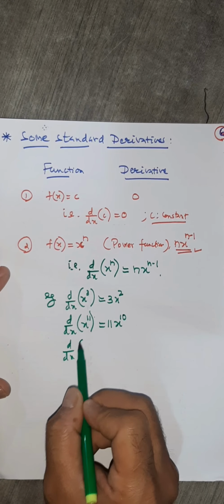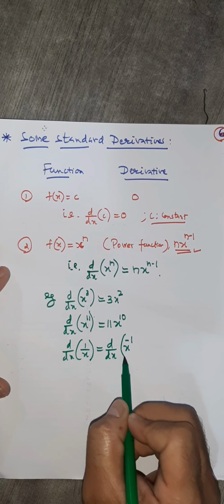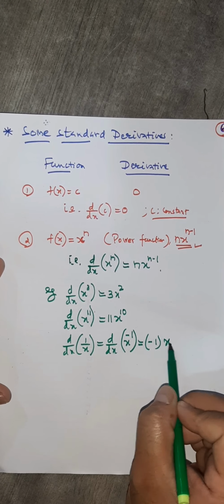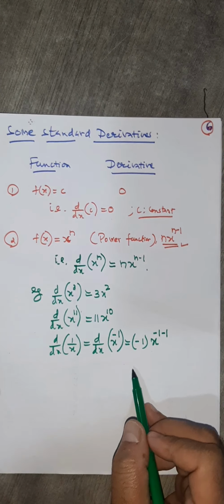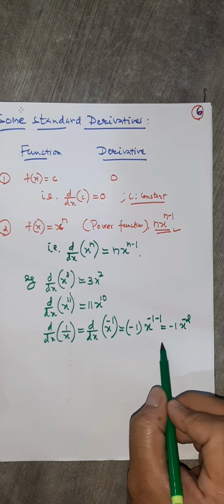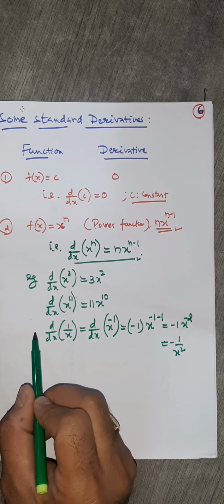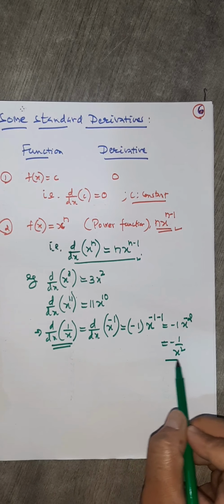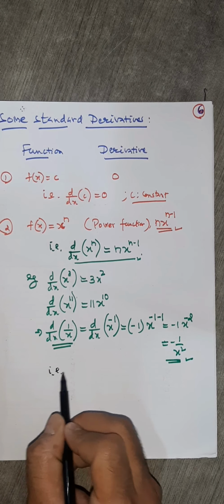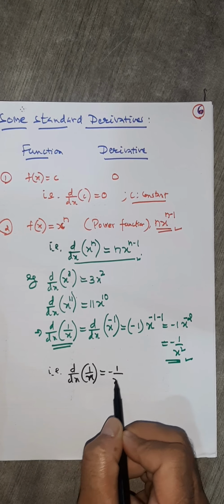What is derivative of 1 upon x? You can rewrite like this, d by dx of x raised to minus 1. Fine. Now take minus 1 in the product and 1 less power. So minus 1, minus 1. So you have your minus 1 into x raised to minus 2. So what is this? This is minus 1 by x square. I've used this concept only, remember. So what I've shown, derivative of 1 by x is minus 1 by x square. You can use directly.